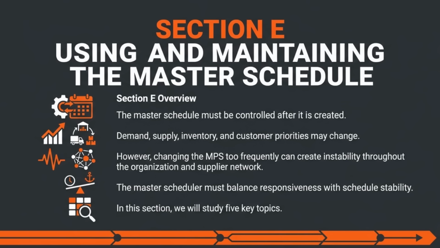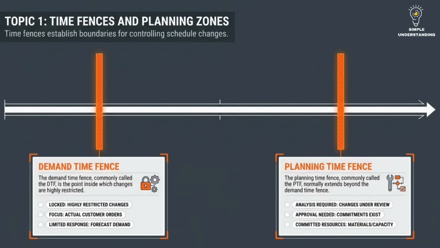In this section, we will study 5 key topics. Topic 1. Time fences and planning zones. Time fences establish boundaries for controlling schedule changes. Demand time fence. The demand time fence, commonly called DTF, is the point inside which changes are highly restricted. Within this zone, the organization may rely mainly on actual customer orders because there may not be enough time to respond to new forecast demand.